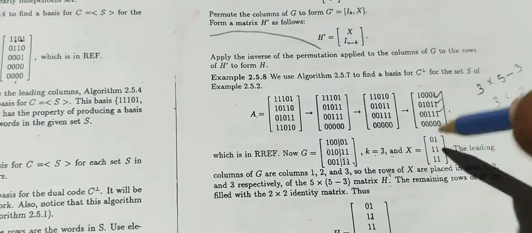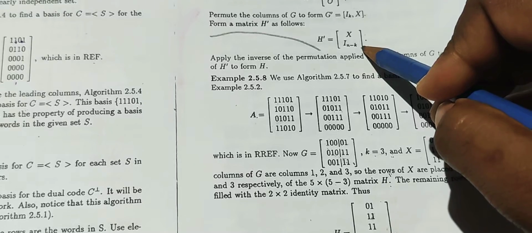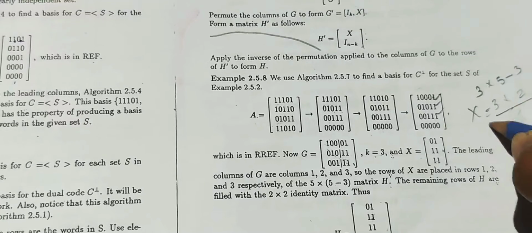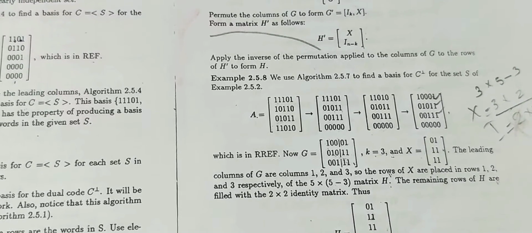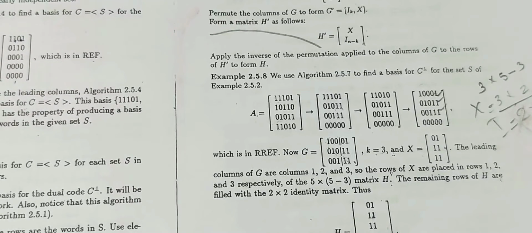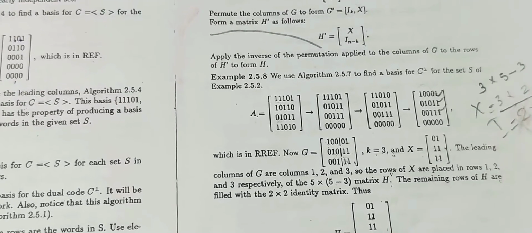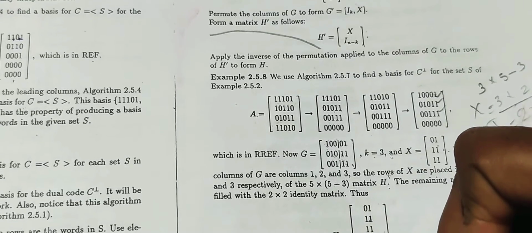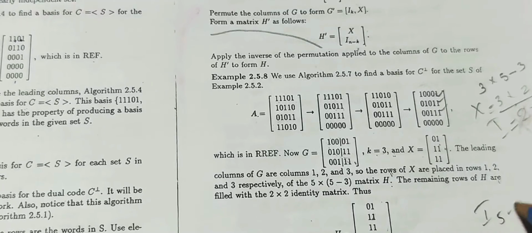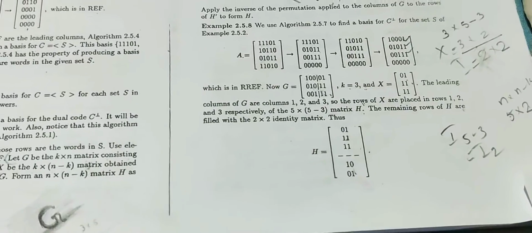Okay. What is H? X with the identity matrix. X is K by N minus K, that is a 3 by 2 matrix. Here the identity is a 2 by 2 matrix, N minus K by N minus K. N minus K is 5 minus 3, which is equal to 2, so I2. So the identity matrix is the 2 by 2 matrix.